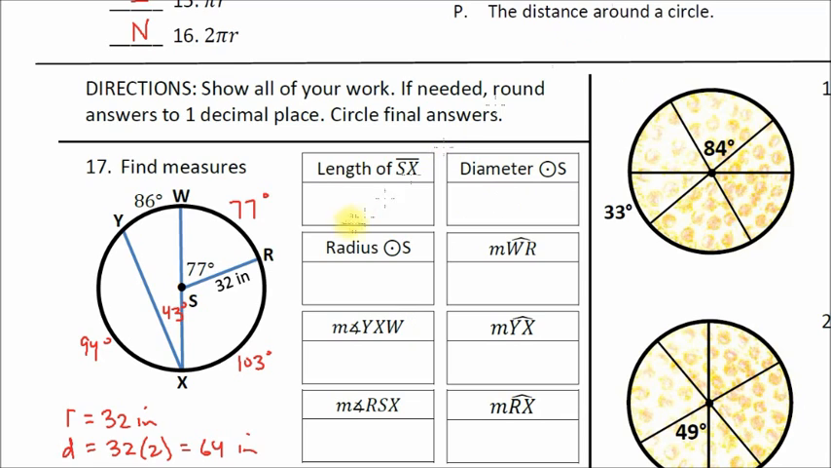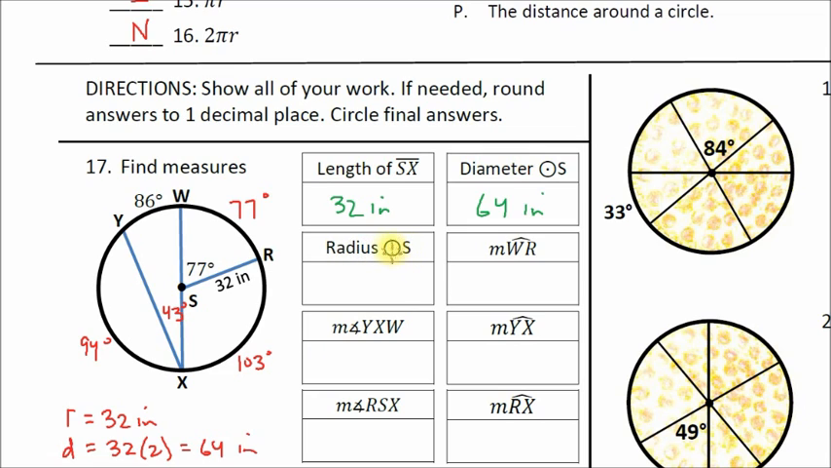Now we'll take a look at our answer. So SX, S is in the center. So SX is also a radius. That has to be the same as our radius. Radius is always the same in the circle. The diameter is now 2 times that, which is 64 inches.